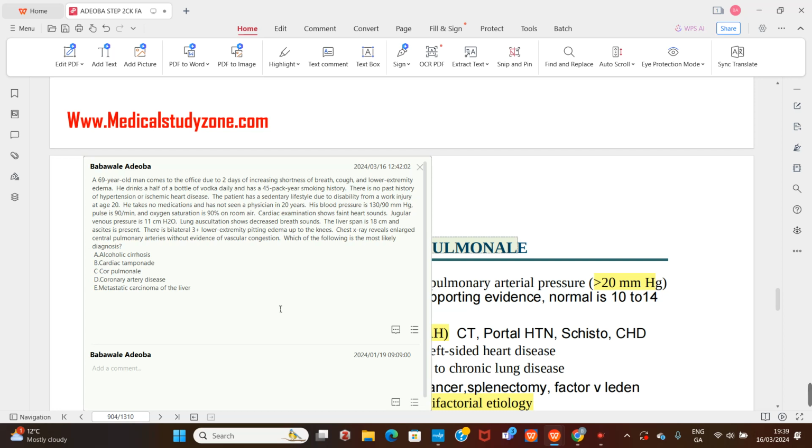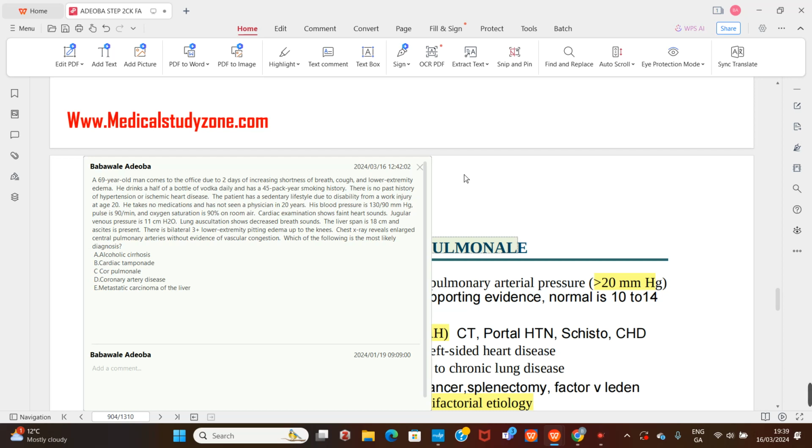I wasn't following, sir. What did you say? I didn't follow the question. Jugular venous pressure is high in this patient, with 2 days of increasing shortness of breath, cough, and lower extremity edema. Hypertension, but I need to know why. One minute, Dr. Babawale. Yes, jugular venous pressure is elevated.